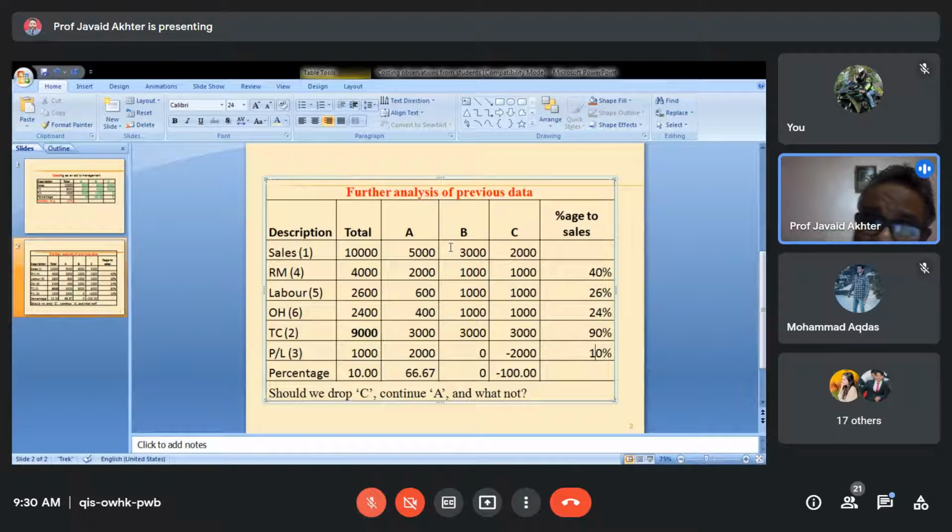Here we are taking the data for raw material. How much raw material are we spending on A? How much are we spending on B? And how much are we spending on C? So 2000 worth of raw material is being spent on A, 1000 on B, 1000 on C.